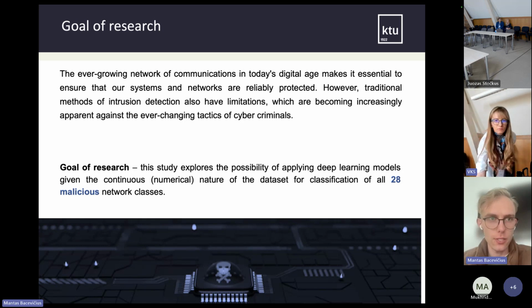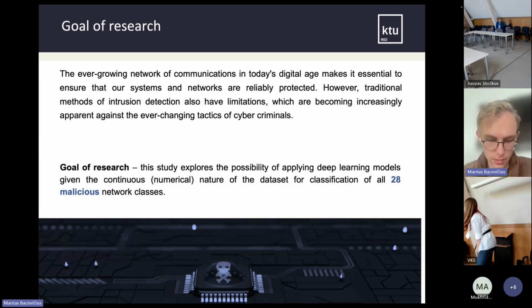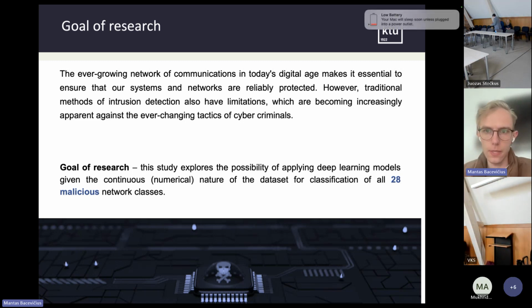The goal of the research is because of the ever-growing network of communications in today's digital age, it makes it essential to ensure that our systems and networks are reliably protected. However, traditional methods of intrusion detection also have limitations, which are becoming increasingly apparent against the ever-changing tactics of cybercriminals. The goal of research is to explore the possibility of applying deep learning models given the continuous nature of the data set of classification of all 28 malicious network classes.